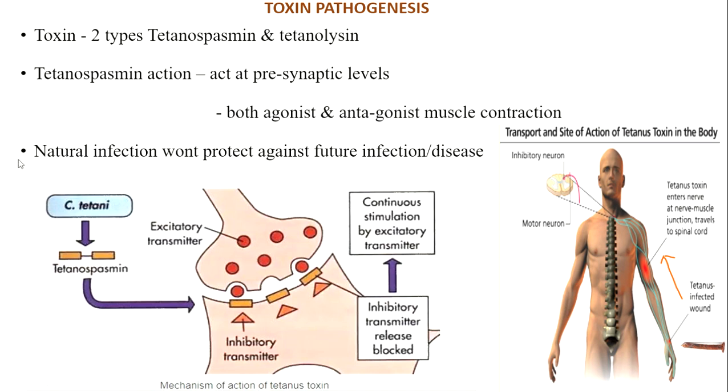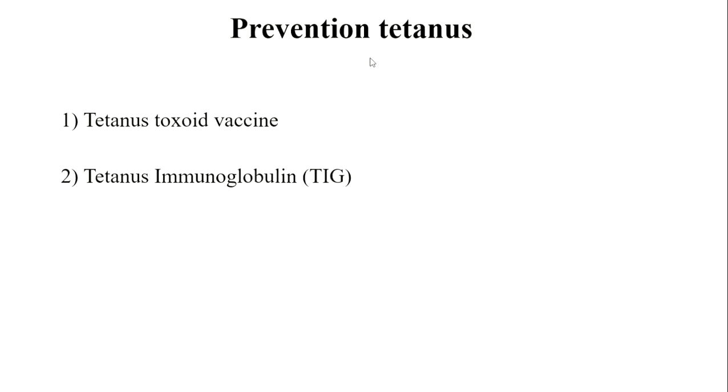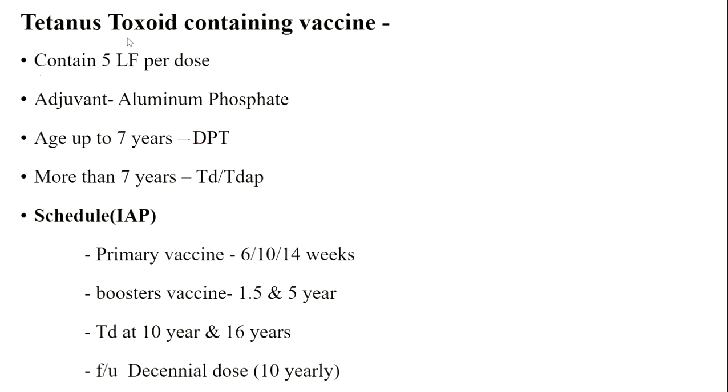And we should know that natural infection won't protect against future disease or infection, so we need vaccination for future protection. And this figure is showing the retrograde transport of the toxin from the local injury site to the spinal cord level. So what can we do to prevent tetanus? We have two tools. One is a vaccine, second is an immunoglobulin. So first let's see about the vaccine.